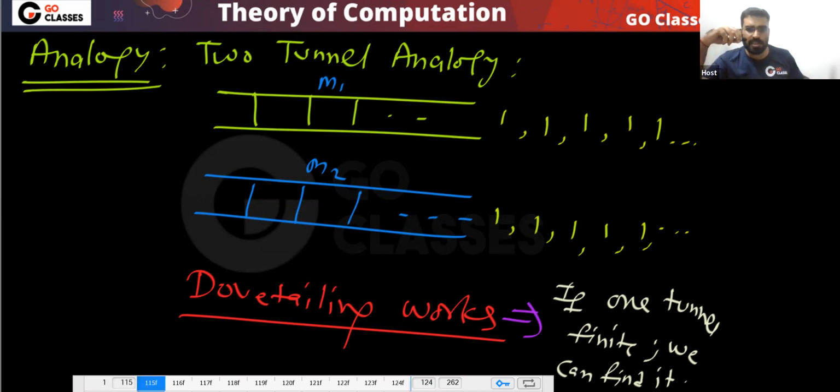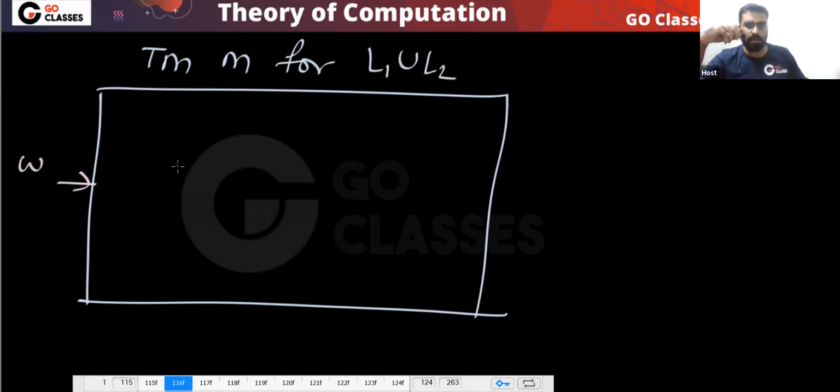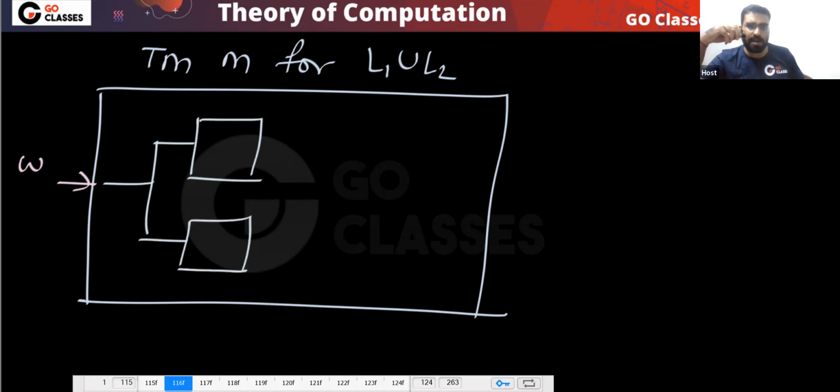So basically now this will not work. So what can we do? We can do dovetailing. Remember, we are going to do this. So how will I create a Turing machine M for L1 union L2? Basically, whatever W you have, you run this in dovetailing on both of them in parallel. Basically, that means dovetailing.